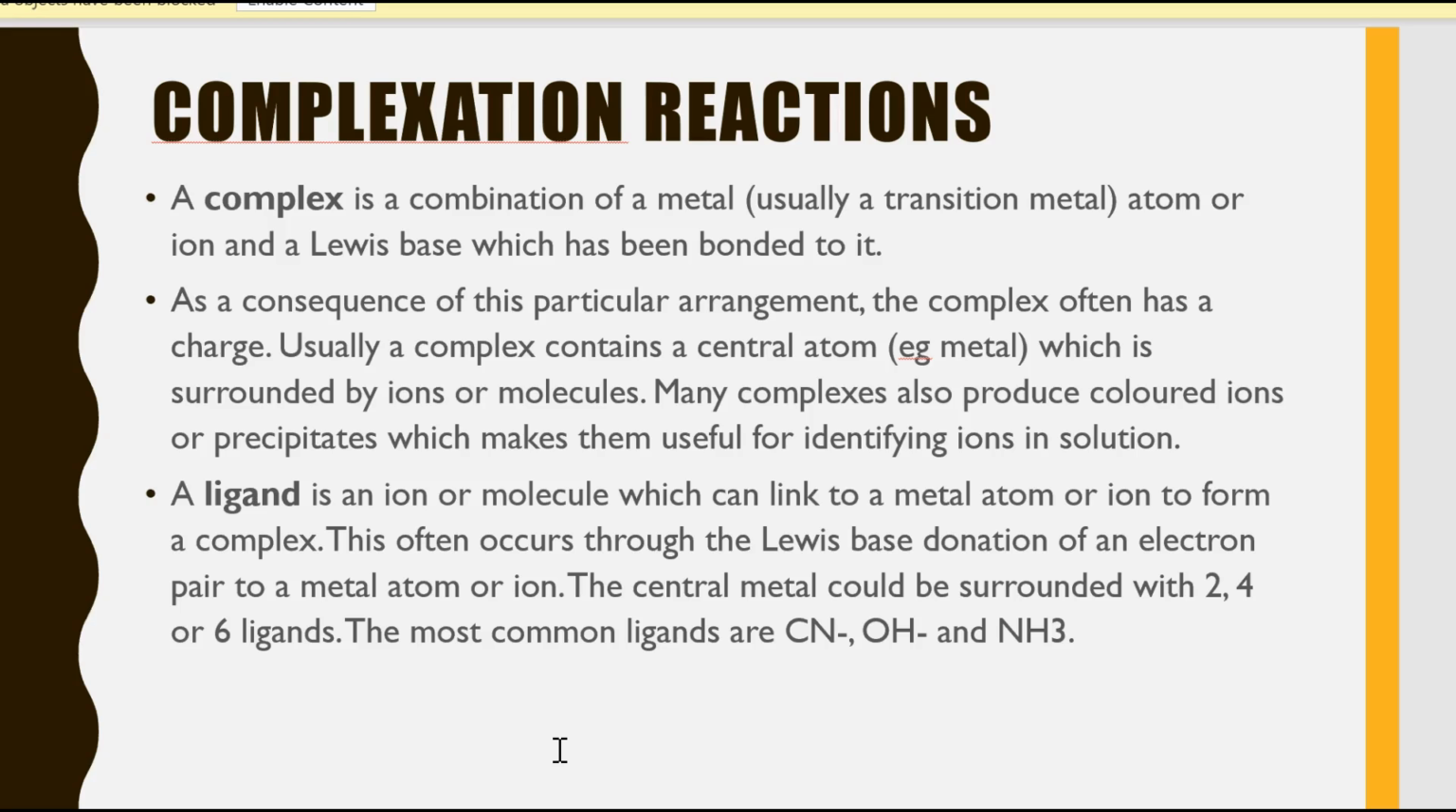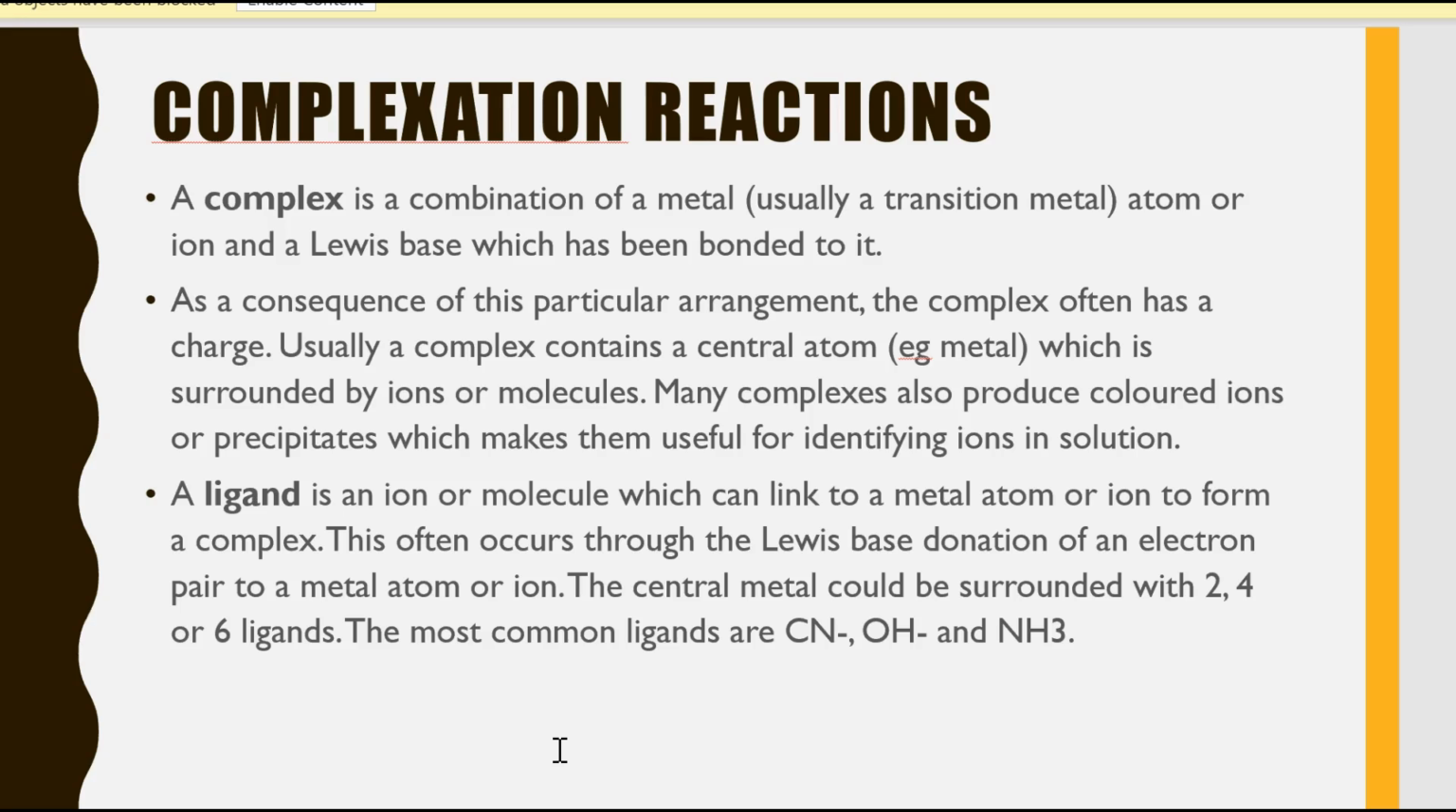So because of the arrangement that's there, the complex often has a charge. Now, that charge contains a central atom surrounded by other ions or molecules. So if the ligand, that is the ion or molecule that's attached, is a neutral substance, then the complex will often have the charge of just what the metal ion is. Now, many of our complexes produce our coloured precipitates, and that really helps with identifying what the ion is in solution.